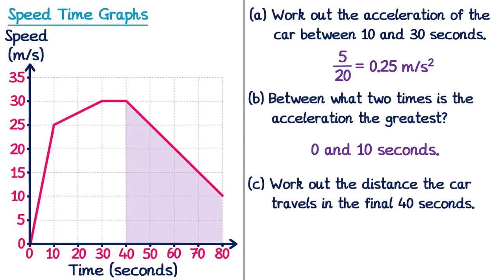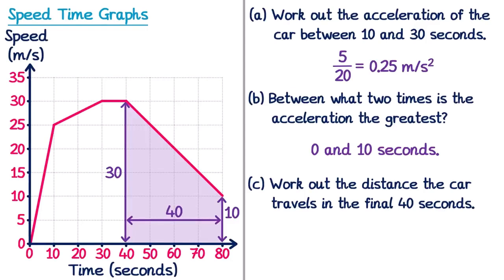So if we work out the lengths of the parallel sides first, we have this one and this one. The first one goes from 0 to 30, so that's 30, and the second one goes from 0 to 10, so that's 10. The height of this trapezium will actually be this distance here. You could think of this trapezium just being on its side. So the height is from 40 to 80, which is 40.